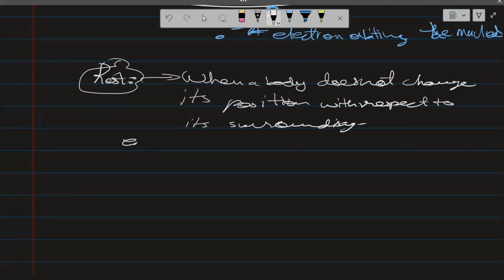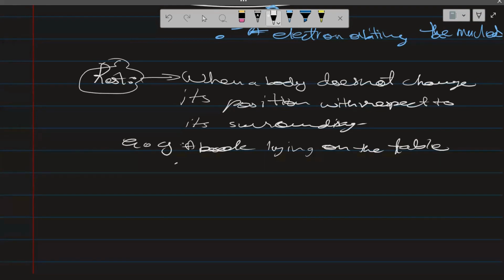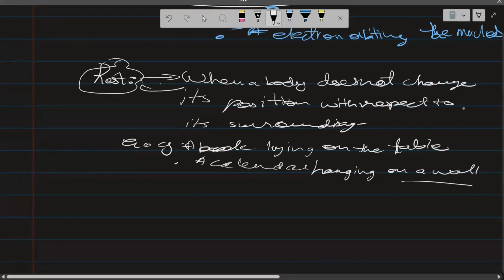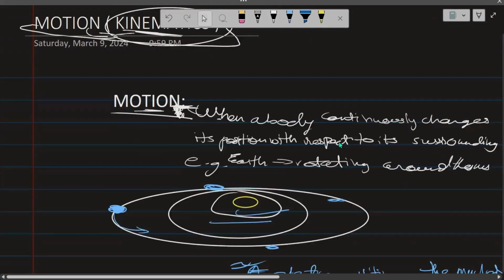So what are some examples of rest? One example can be a book lying on a table, because I just saw a book and it was lying on the table. And another thing can be a calendar hanging on a wall. So we are done with rest, and we are done with motion also.